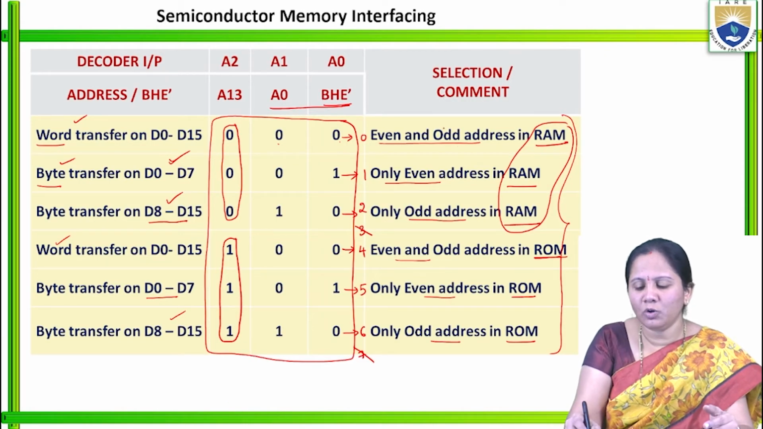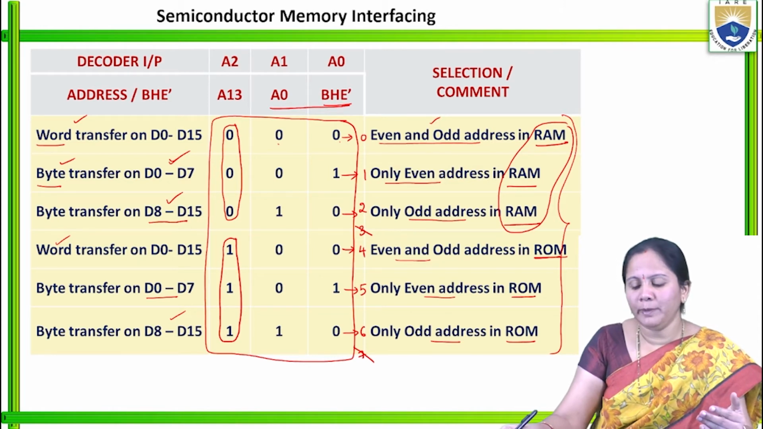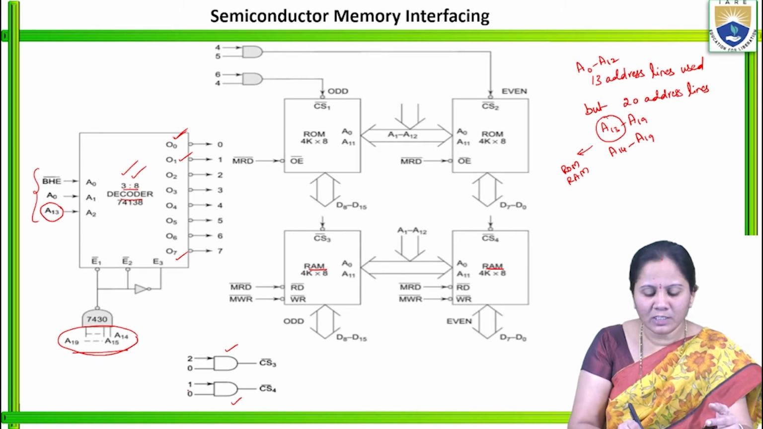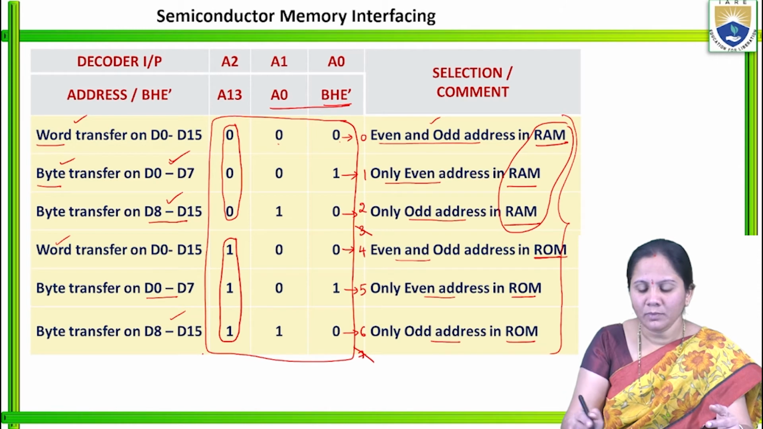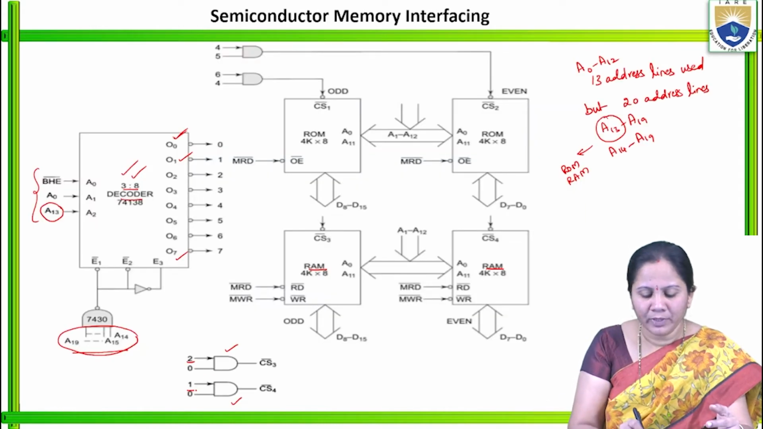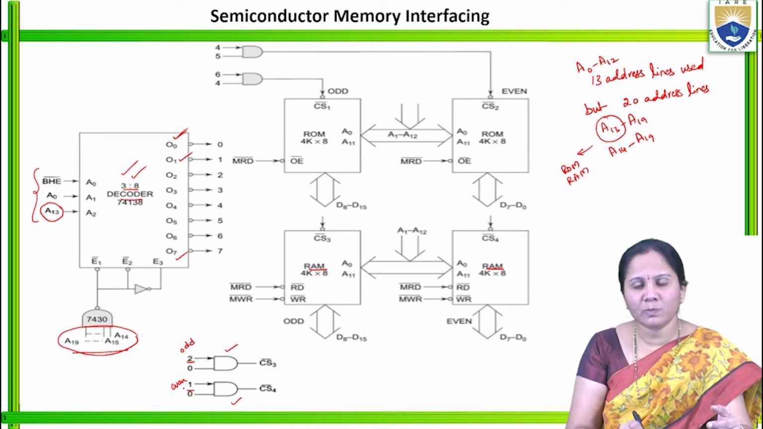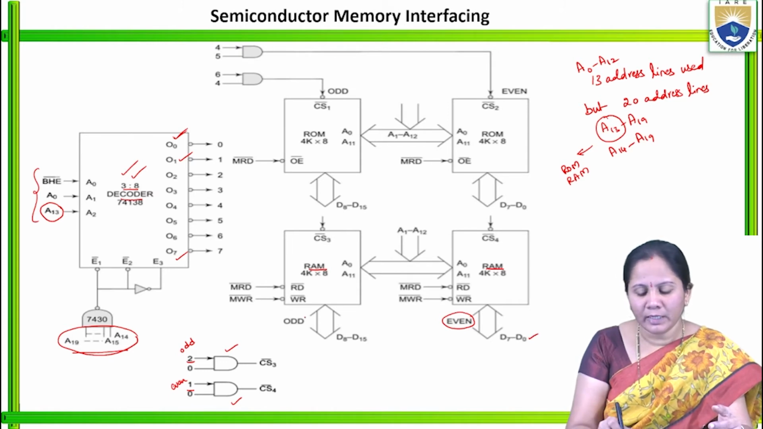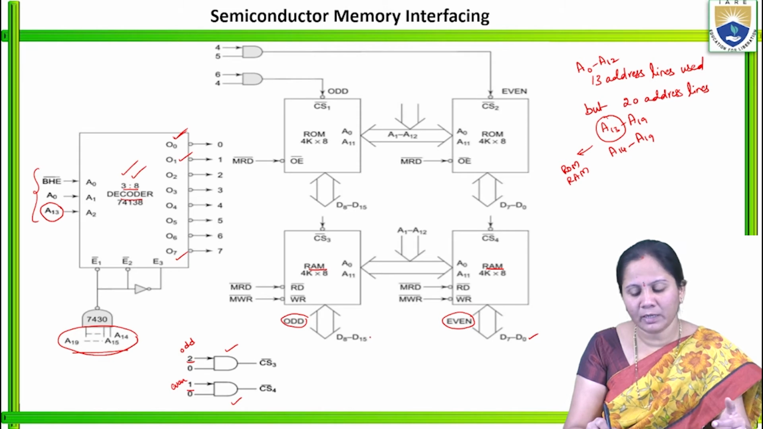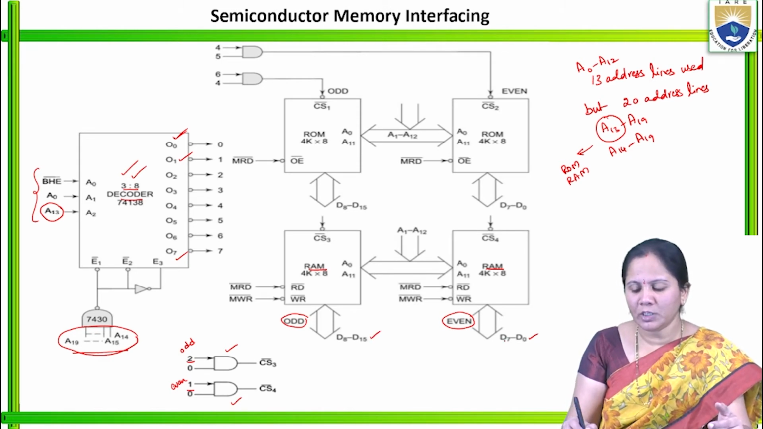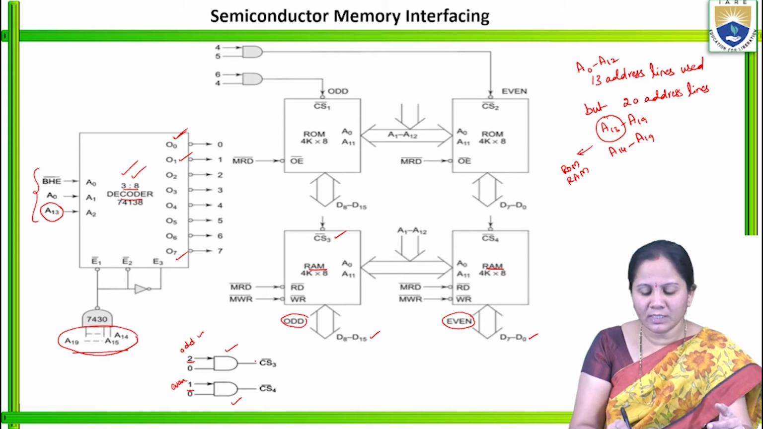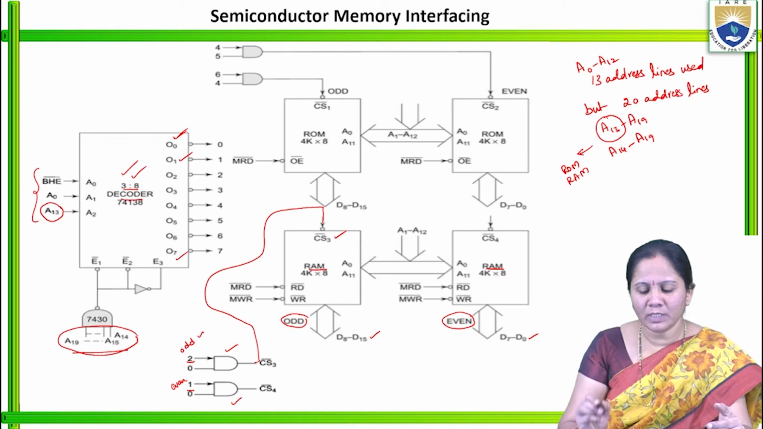If it is 0, both even and odd address, so it will be common to both the ICs. But if you consider 1 and 2, here 1 is for even address and 2 is for odd address. So this is the even chip of RAM, lower 8 bits, D0 to D7, and this is the odd chip of RAM, upper 8 bits, that is D8 to D15. The chip selection logic for the odd chip is CS3 bar, so this is the CS3 bar signal that should be interfaced to this RAM.